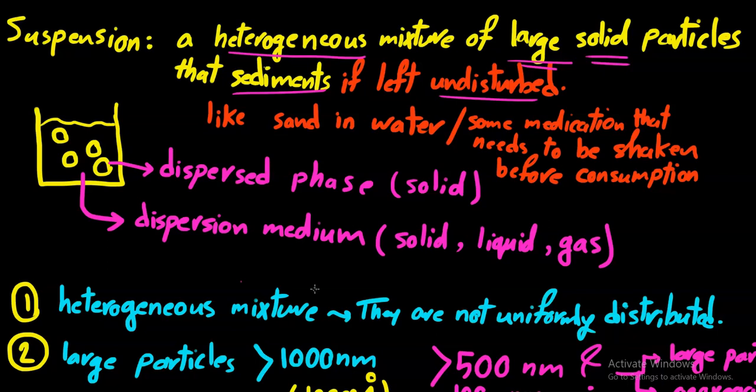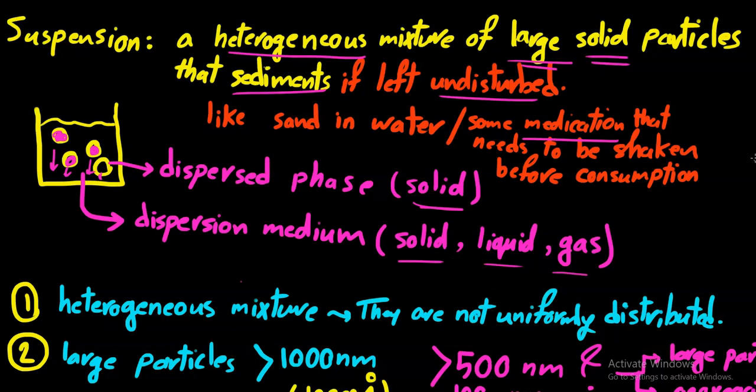So suspension, whatever you need to mix before consumption, like some medications, they are all suspensions. So in suspensions, the main thing is that the particle size of the dispersed phase is too big, and because of their weight and the gravity, they will be sedimented if they are undisturbed. It should be noted that the dispersed phase in suspension is always solid, but the dispersion medium can be solid, liquid, or gas, and we are gonna talk about them a little bit later.